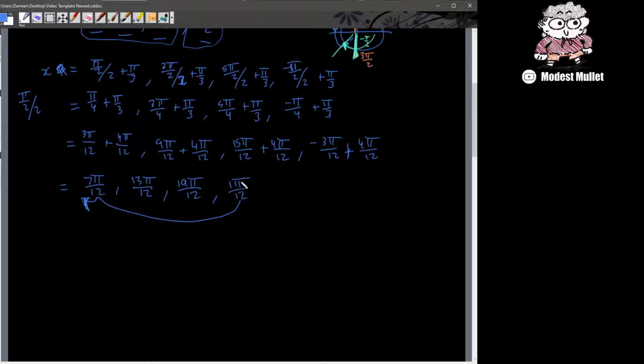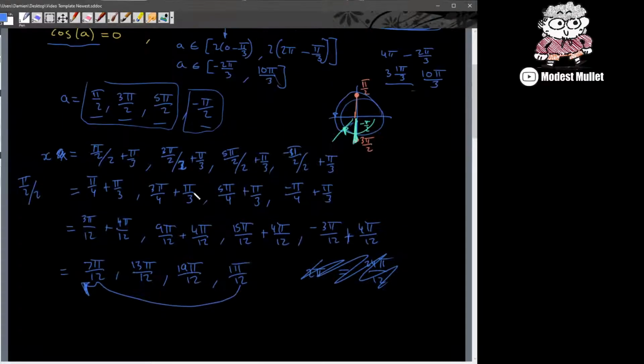Well, 1 pi on 12 is the smallest, that's bigger than 0, and then 19 pi on 12, that's less than 2 pi, because 2 pi written as on 12 would be 24 pi. So it's smaller than that, so that works. And that's our answers. And that's solving there.